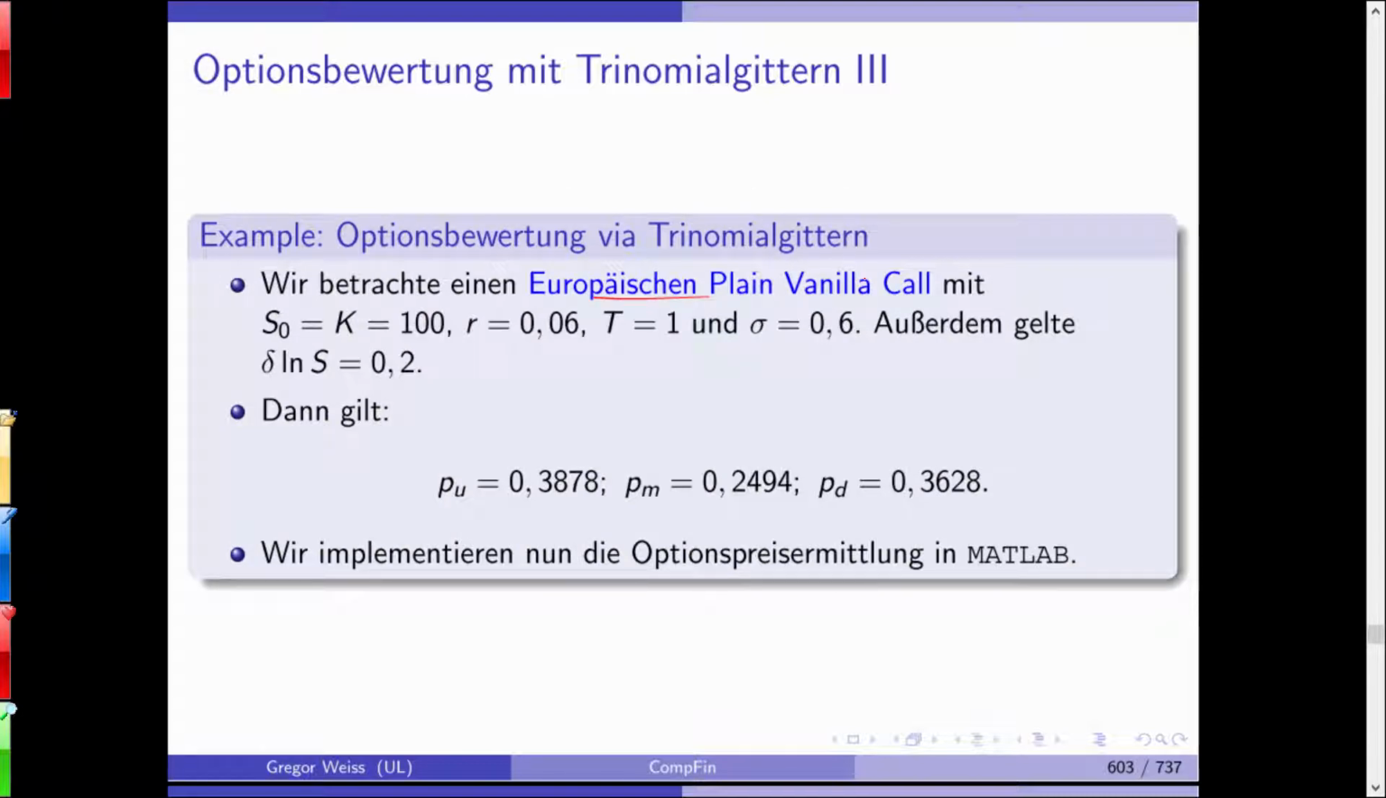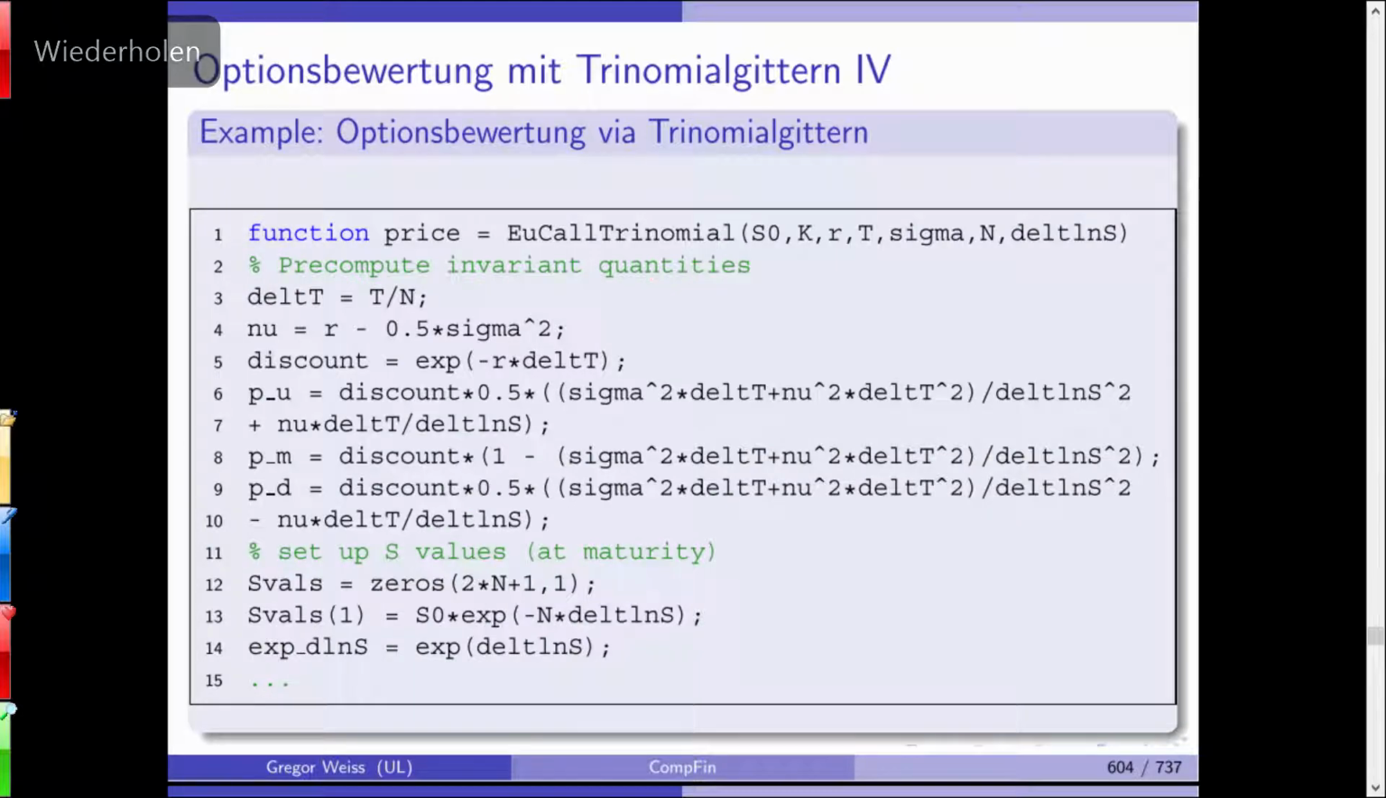If we take a European plain vanilla call, you can calculate those three probabilities, and we'll just do it in MATLAB. Again, with the current stock price, strike, risk-free rate, T, sigma, and delta LNS. We pre-compute all those invariant quantities: delta N, nu, the discount factor, PU, PM, and PD. You see that I already include the discount factor times the probability to go up, stay the same, or go down. Then I'll set up the S values at maturity. Those are the stock prices in the last column.